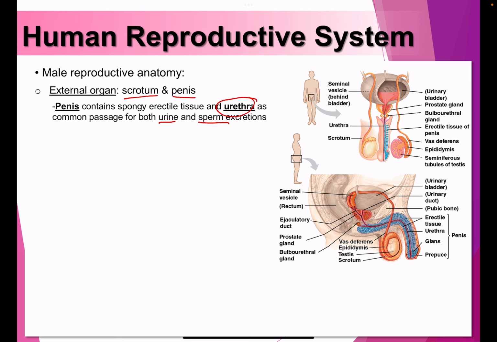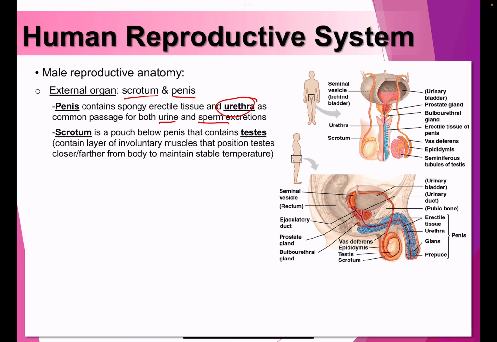If you look at these two pictures here, this whole thing is the urethra. The blue is the erectile tissue. Same thing here from the side view, where this is the urethra, a lot longer, and it is surrounded by the spongy erectile tissue. And then the scrotum is the layer of skin, and there are muscles in there too. It is a pouch below the penis right there, and it contains the testes.